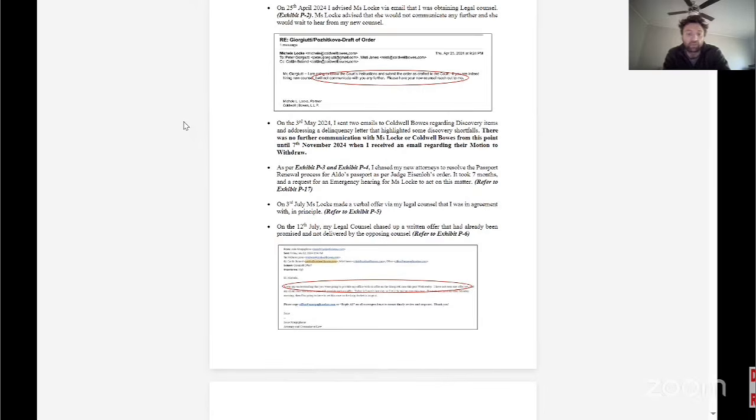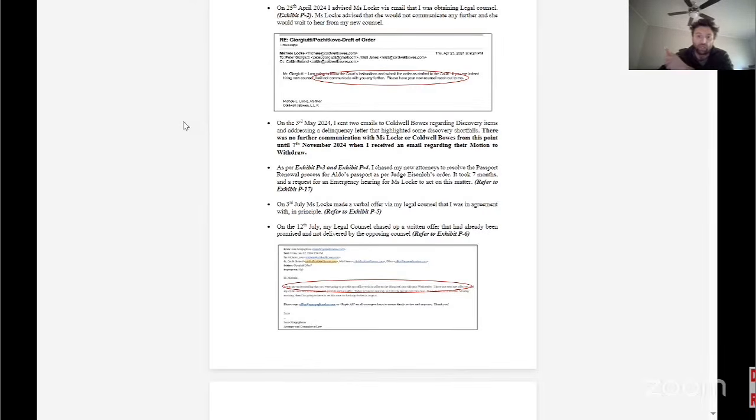As per Exhibits P3 and P4, I chased my new attorneys to resolve a passport renewal process issue for Aldo's passport as per Judge Eisenlow's orders. It took 7 months and a request for an emergency hearing for Miss Locke to action this matter. Refer to Exhibit P17.